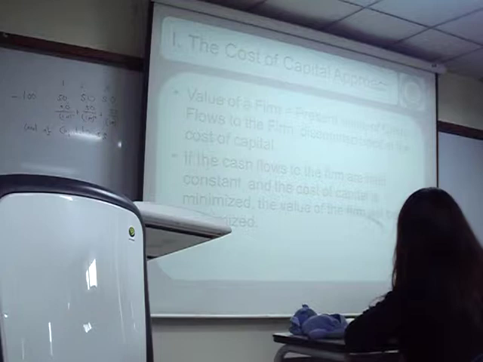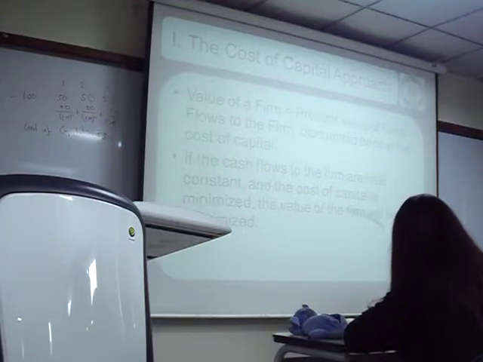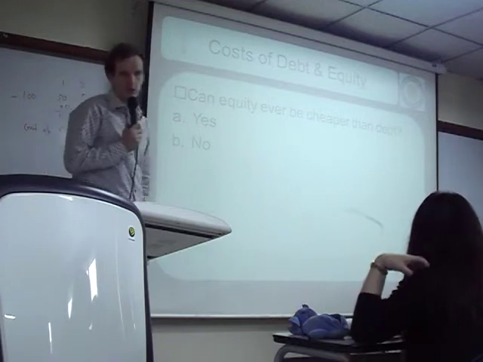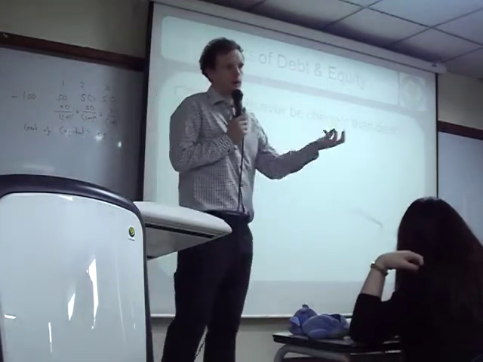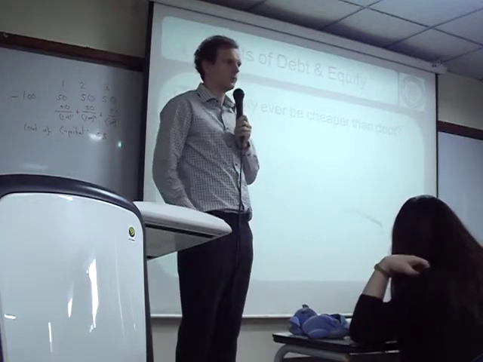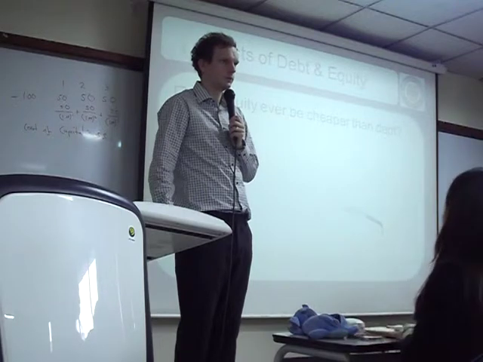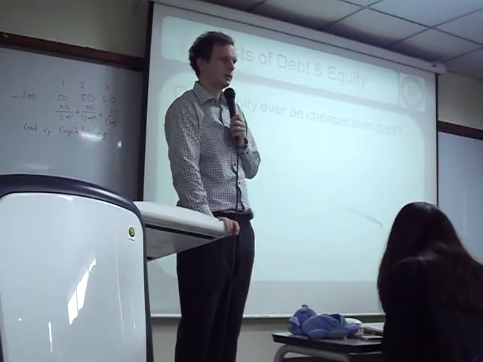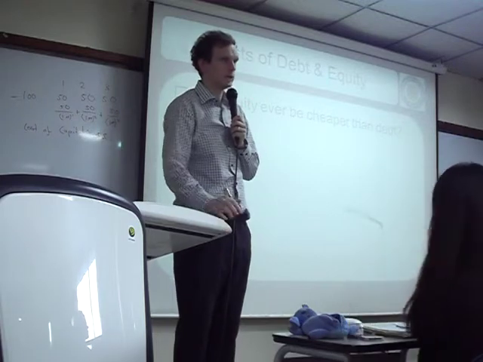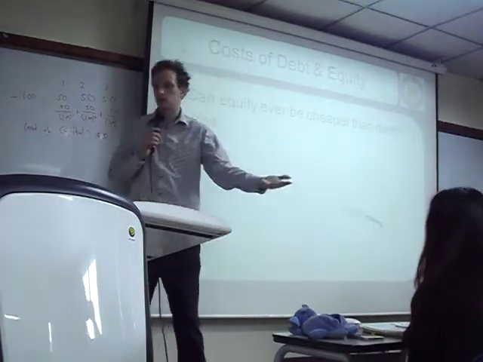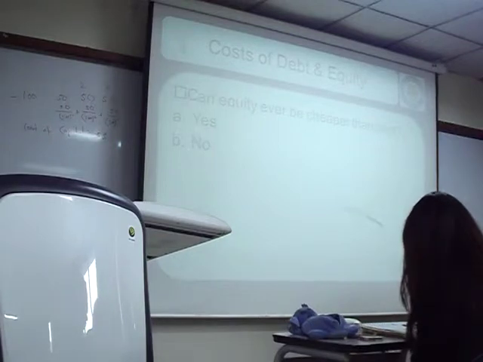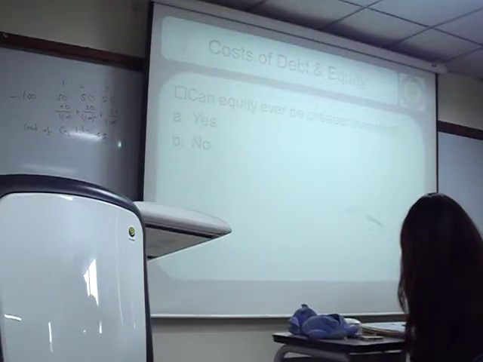So now we are going to see which debt to equity ratio is going to give the lowest cost of capital. First of all, discuss this question with your partner. Can equity ever be cheaper than debt? Our company is getting money from equity and debt. Which one is cheaper? When you did your cost of capital calculation for your company, which was cheaper, cost of equity or cost of debt? Which was lower? Cost of debt. So the question is, is debt always cheaper, or could equity be cheaper sometimes? Discuss with your partner. What do you think? Yes or no? If you say yes, you should be able to say why. If you say no, why?